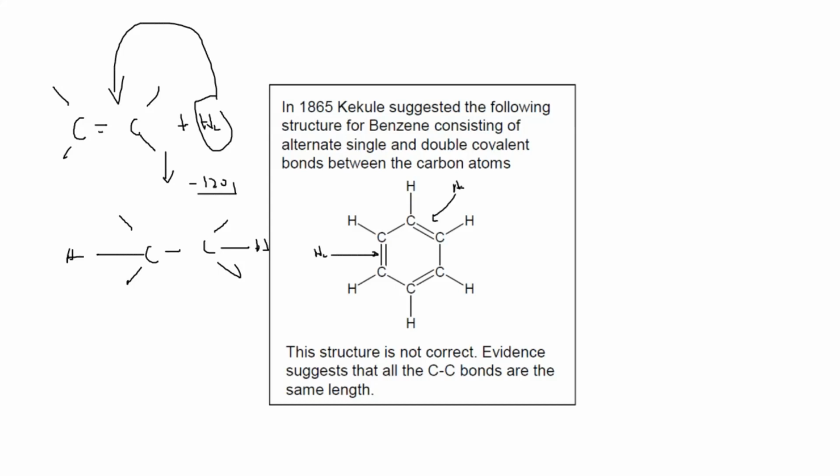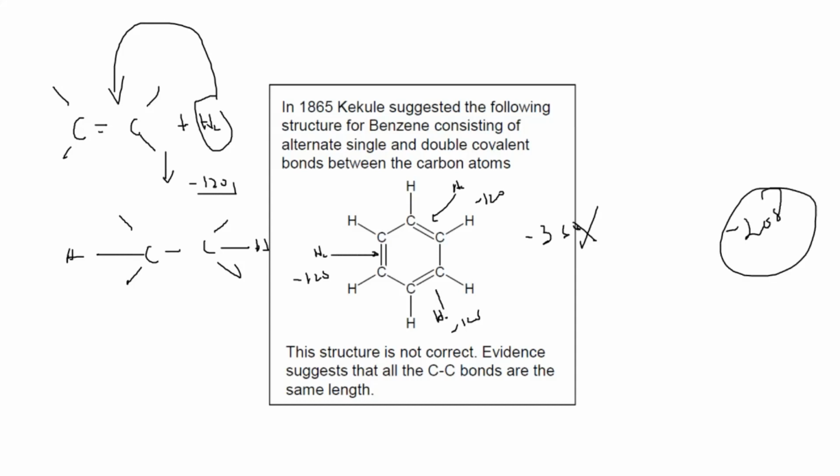The energy should be minus 360, because for each bond, the first bond will break and the new bond will form, and the energy change is minus 120, minus 120, minus 120. So the overall energy change should be minus 360. But practically it's not minus 360, it's minus 208.